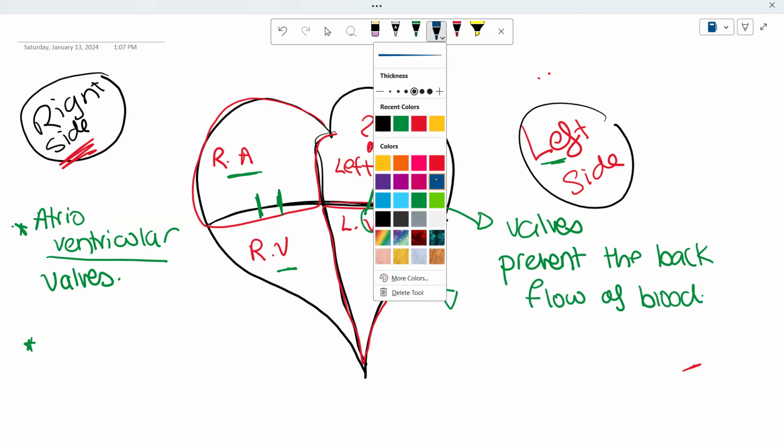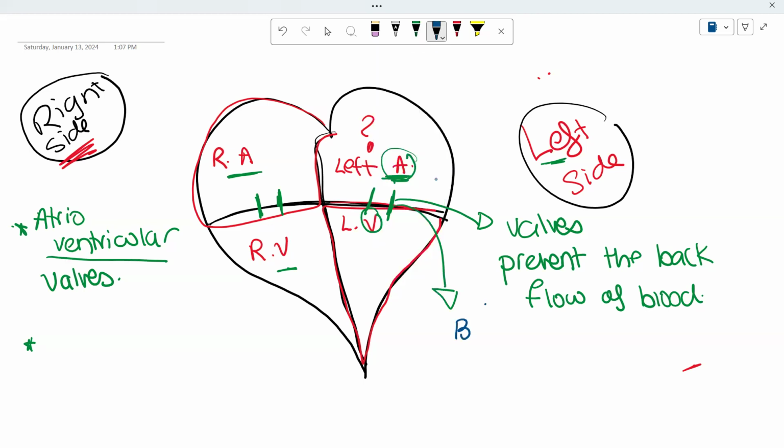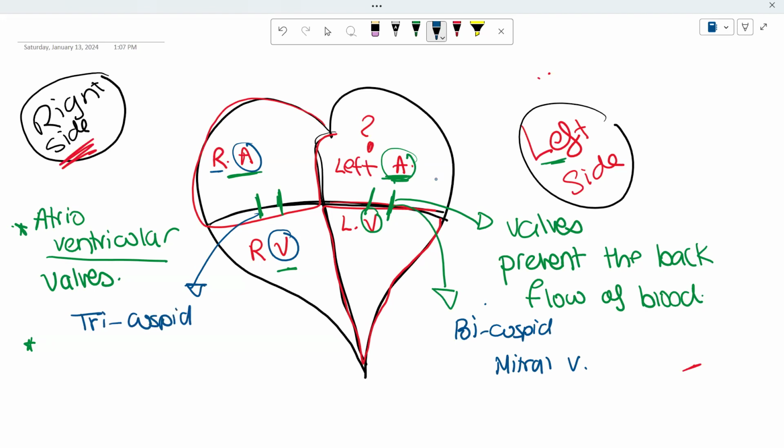Bicuspid, I think it's bicuspid valve. Yes, you are correct. It's called the bicuspid or the mitral valve. And the valve that is found on the right side of the heart between the right atrium and the right ventricle is called the, who remembers? Tricuspid. Yes, it's called the tricuspid valve.